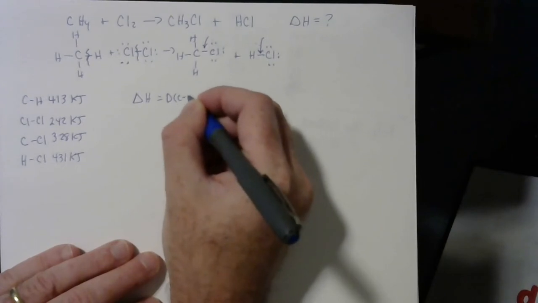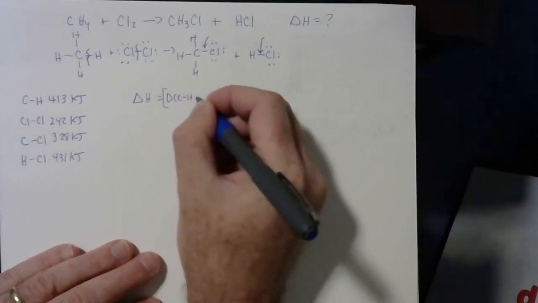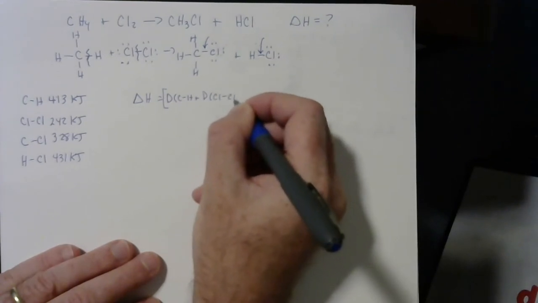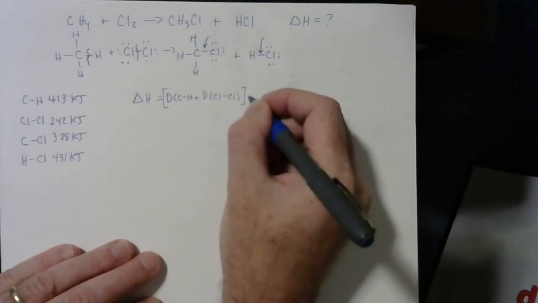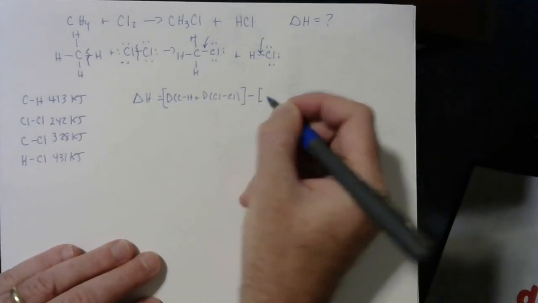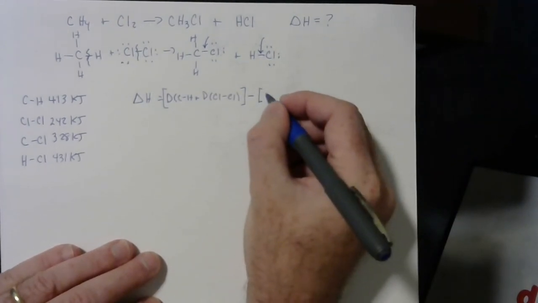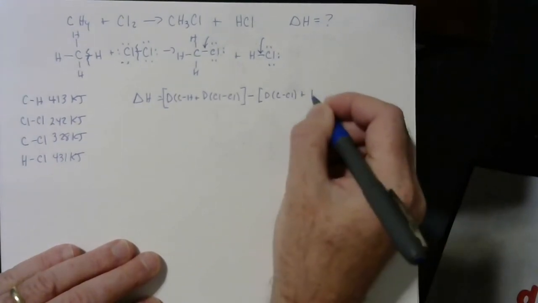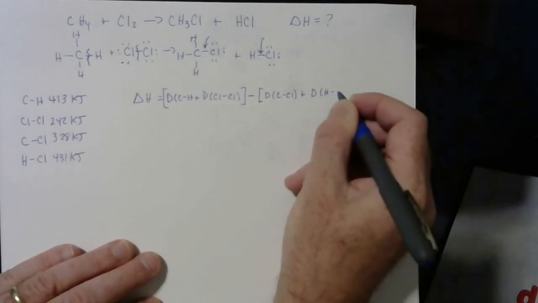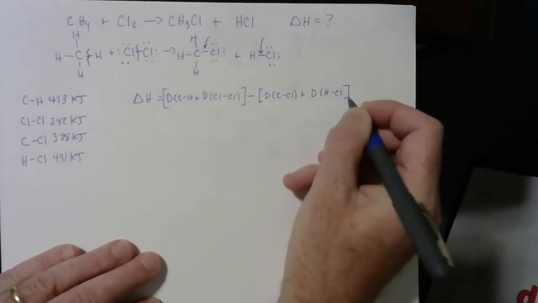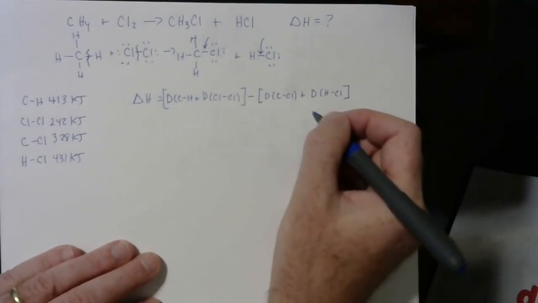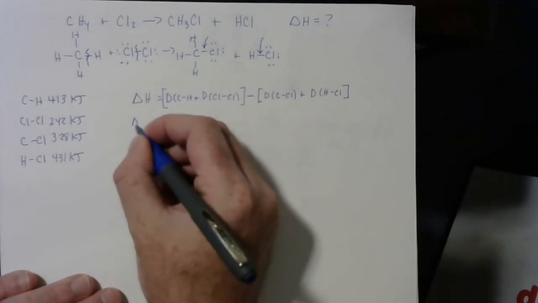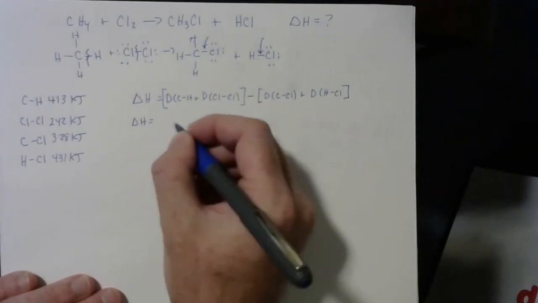So dissociation of carbon-hydrogen, that's broken, plus dissociation of chlorine-chlorine, because that is also broken. From that, we're going to subtract dissociation of carbon-chlorine plus dissociation of hydrogen-chlorine. If you had more than one bond of each type formed or broken, you'd multiply by 2 or 3, just like you would in a standard delta H calculation. So let's plug that in.